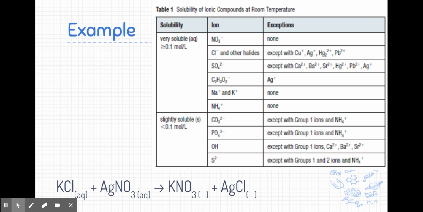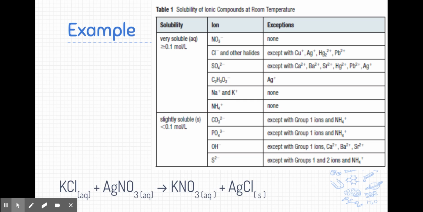Silver chloride is our other product. So we'll move down again, and there is chloride. And the chlorides and halides are also very soluble, but there are some exceptions. And we see over here, Ag+ silver is one of the exceptions. So that means silver chloride will be a solid when it's formed in solution.